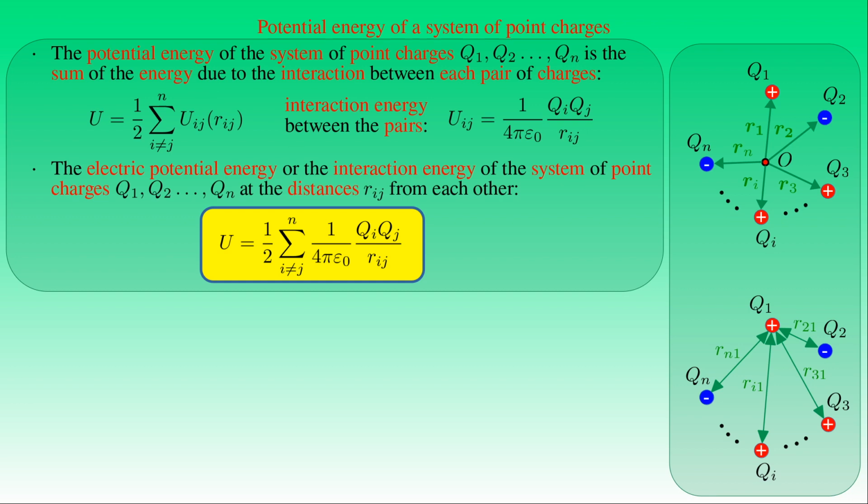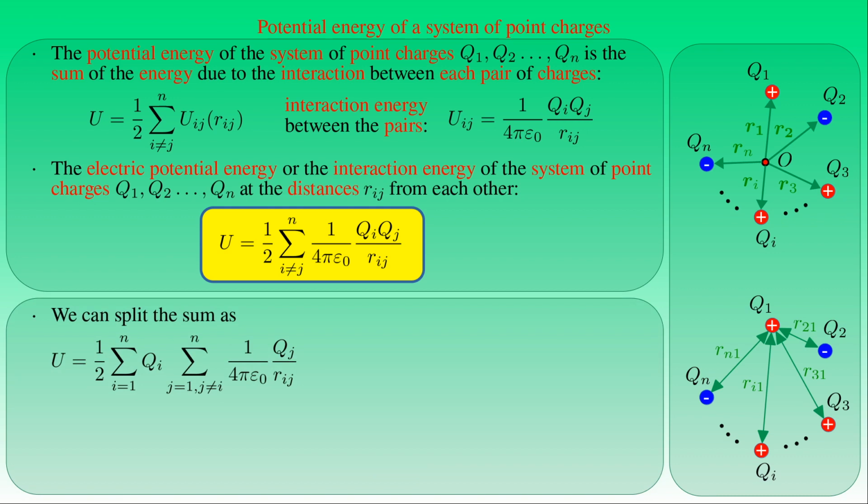We can split the sum by writing the right-hand side as 1 over 2 times the sum of Qi from i equals 1 to n, times the sum of 1 over 4 pi times epsilon naught, times the ratio of Qj to r sub ij from j equals 1 to n, where j is not equal to i.